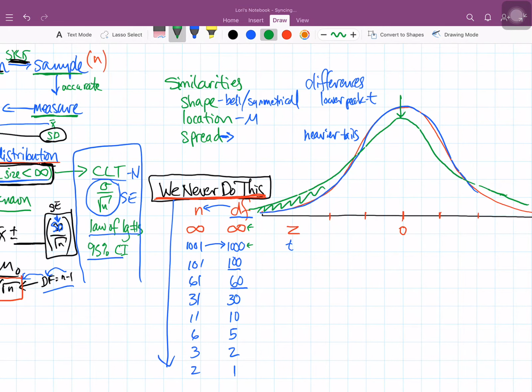I want to undo that little scribble that I made. And then as my sample size gets smaller and smaller, I'll draw another one that has even heavier tails and an even lower peak. And so you see that by having a smaller and smaller sample size, it squashes that normal curve down so that it's still bell-shaped and symmetrical, and the middle of it is located in the same place as the z distribution, but the tails become heavier and heavier as your sample size gets smaller and smaller.